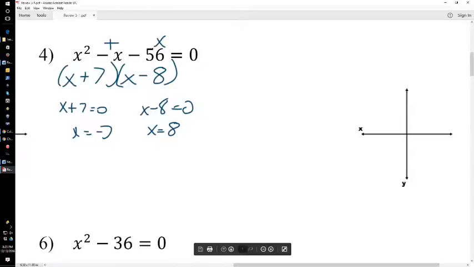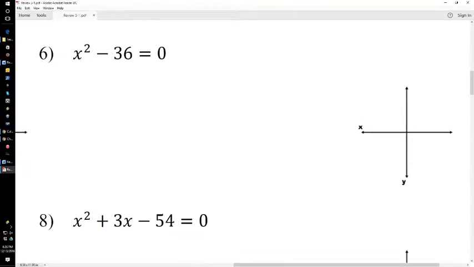And then over here, if I graph them real quick, I got a negative 7, positive 8, and there's your quadratic. Number 6, again, this one's missing that middle term, so that is a 0x in the middle. So, here we go.